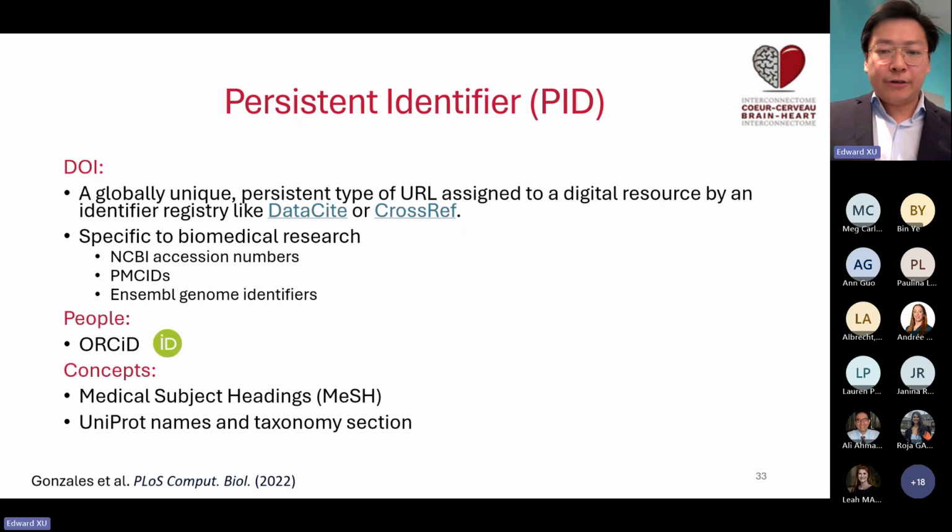And to attribute to the right people, the authors of the data, generally we would recommend you include their ORCID ID. So these are unique identifiers that link researchers to their scholarly outputs. And also for any concepts and wording, you really want to follow the right ontology and the right controlled vocabularies. For example, you can use the Medical Subject Headings, or for certain taxonomy, you can use UniProt names.